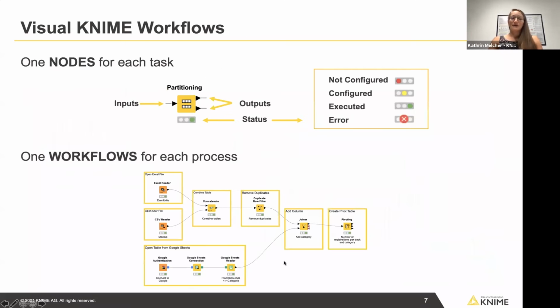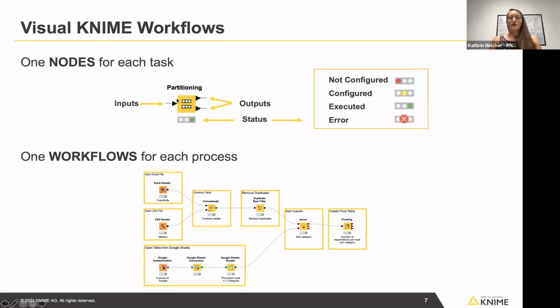The key in KNIME Analytics Platform are then these so-called nodes, these little blocks. For each task that you might want to perform on your data sets, we have one node. And each node can perform exactly one task. So if you use the Excel Reader node, then you can read an Excel file. Here we have the Partitioning node, and with the Partitioning node, you can partition your data set into two subsets.